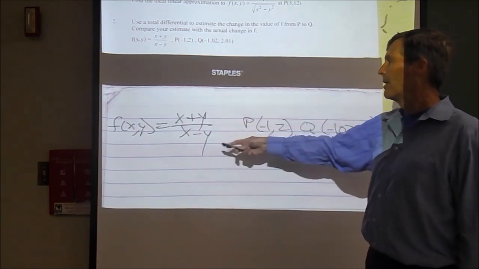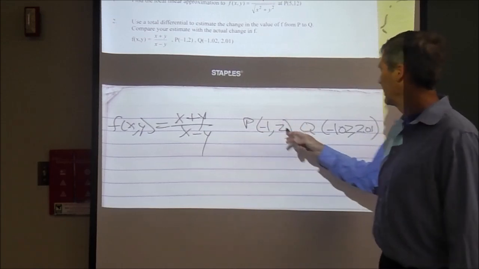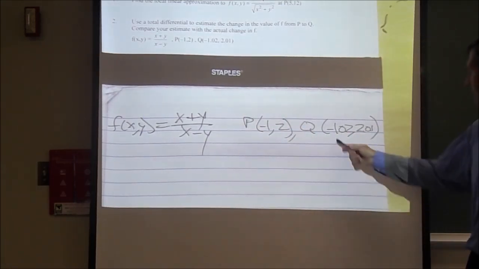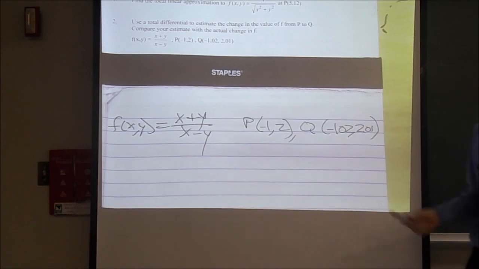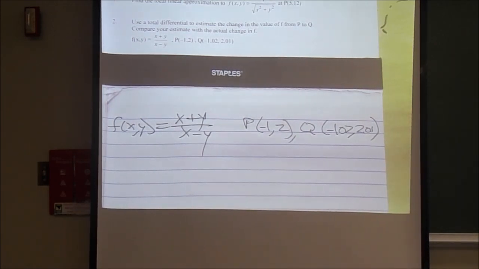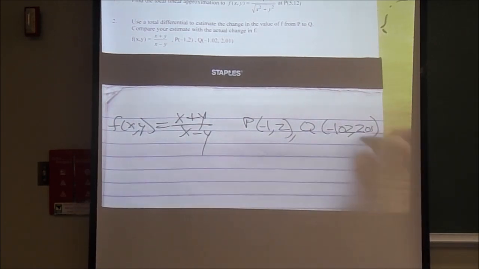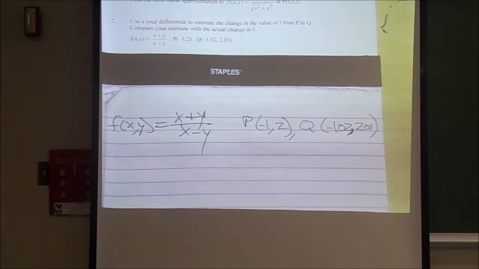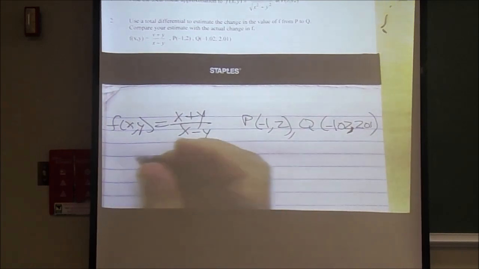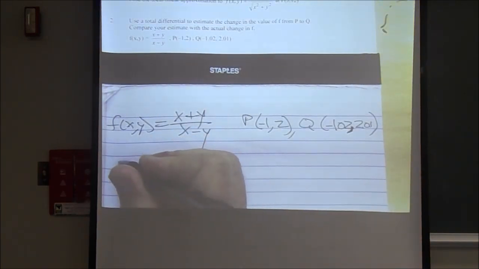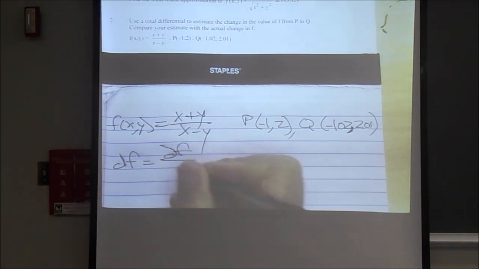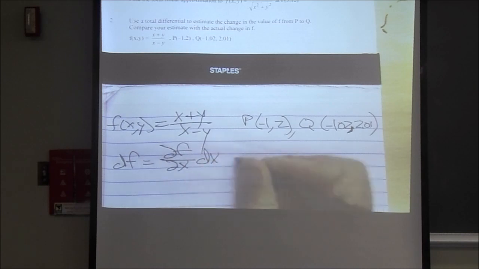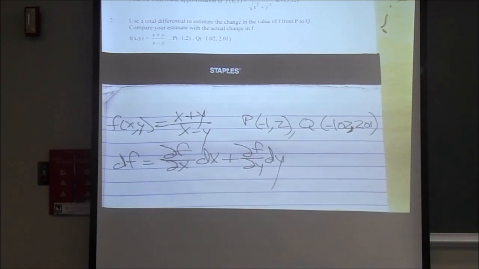I'll go ahead and do that. But if you use the tangent plane at this point and plug in this point, you get the same answer. This is 1.02, so it looks like a 3 there, doesn't it? Now, that means I have to do the following. Here's the total differential. It's df equals df/dx dx plus df/dy dy for a function of two variables.